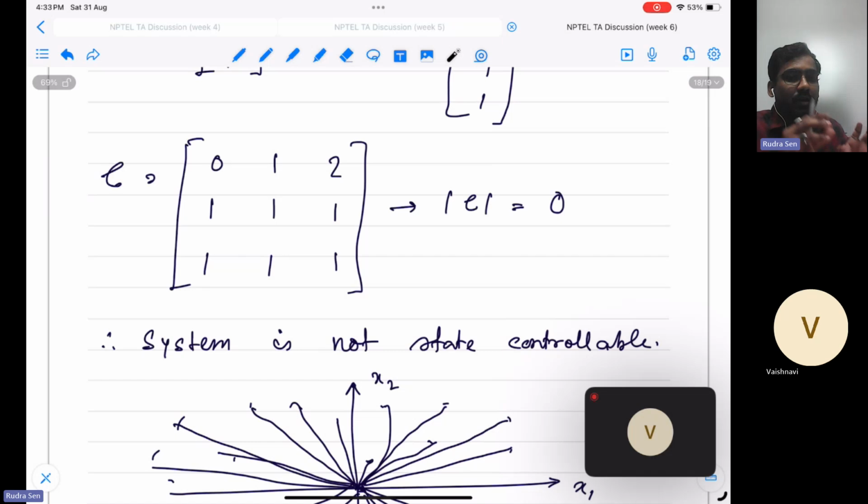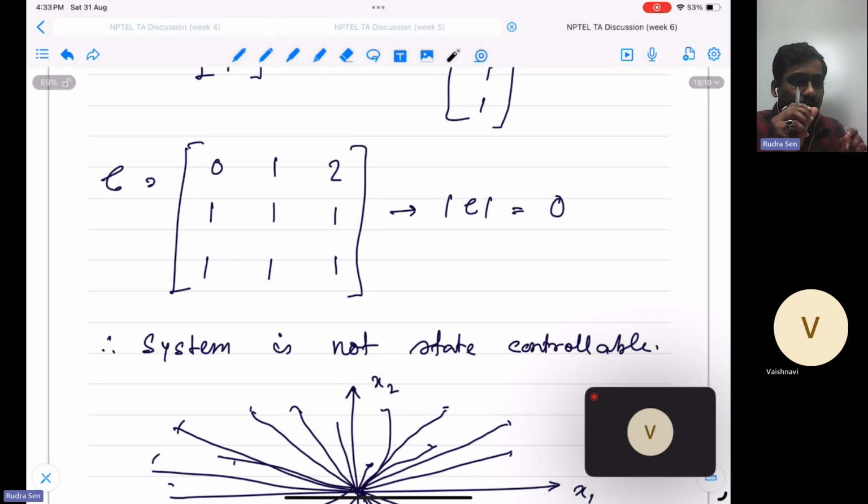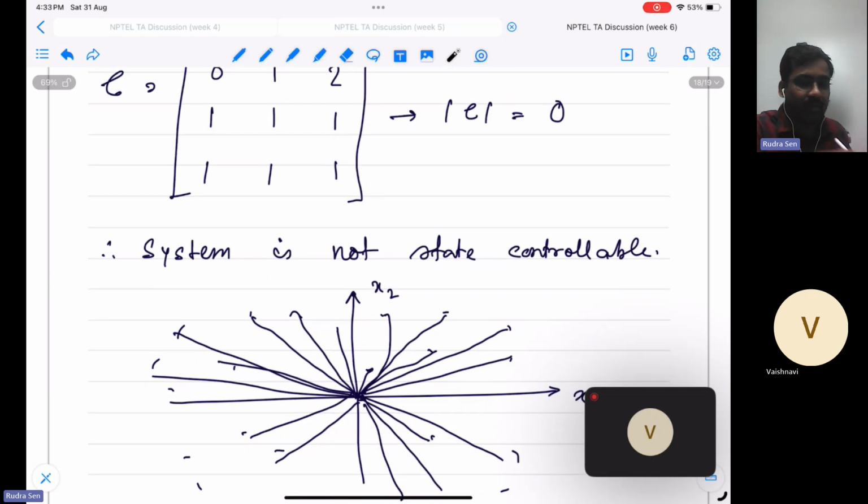There is a slightly weaker notion, which is stabilizability. Controllability is a very strong notion of whether a system is controllable or not, but there is a weaker notion of stabilizability, which I'll get to in the next part. But before that, let me solve this question.